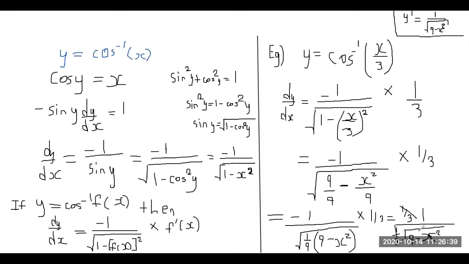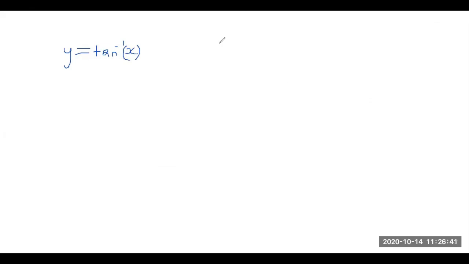Finally, let's look at how we find the derivative of tan inverse. Now tan is similar to sine and cosine. So of course we're going to start with: if y is equal to tan inverse of x, then tan y is equal to x. Now if tan y is equal to x, we can differentiate both sides with respect to x to get the derivative of tan y is sec square y.